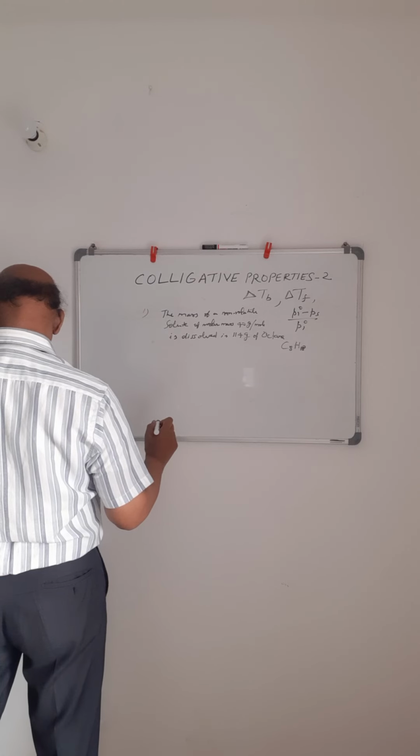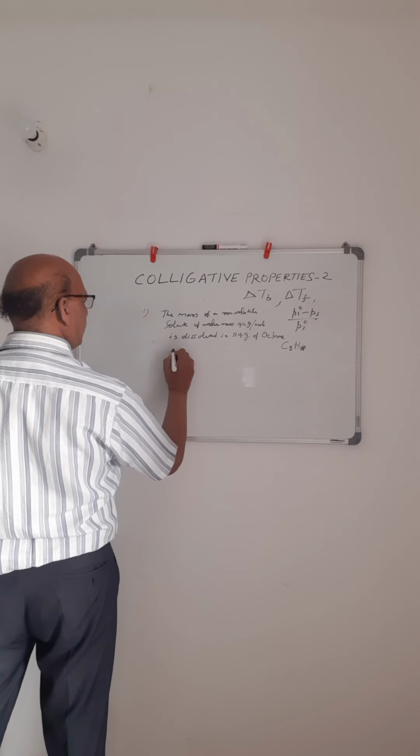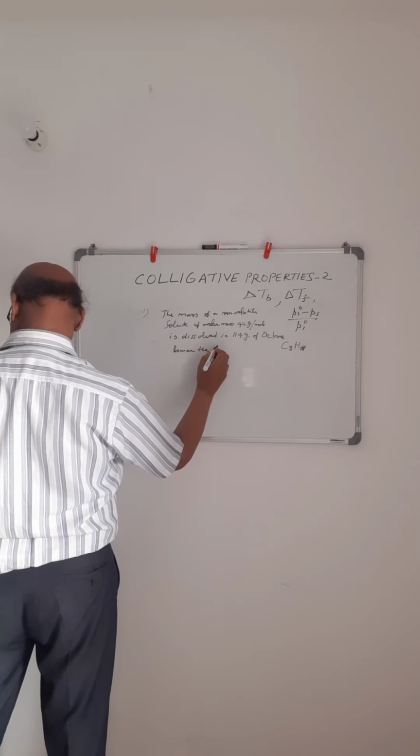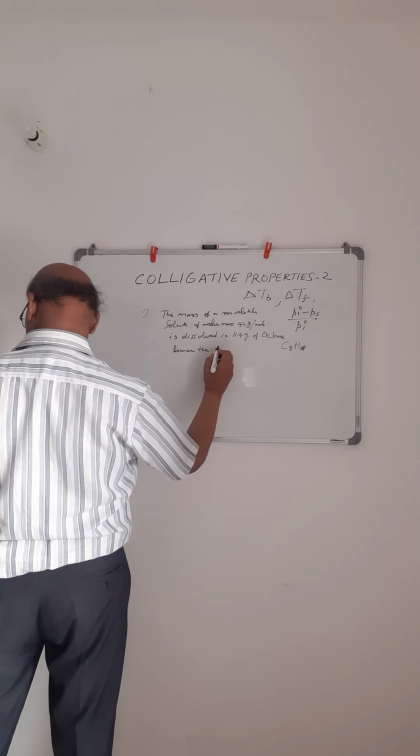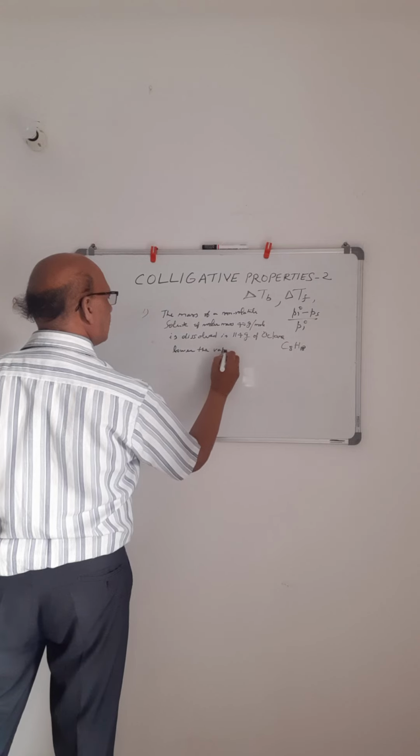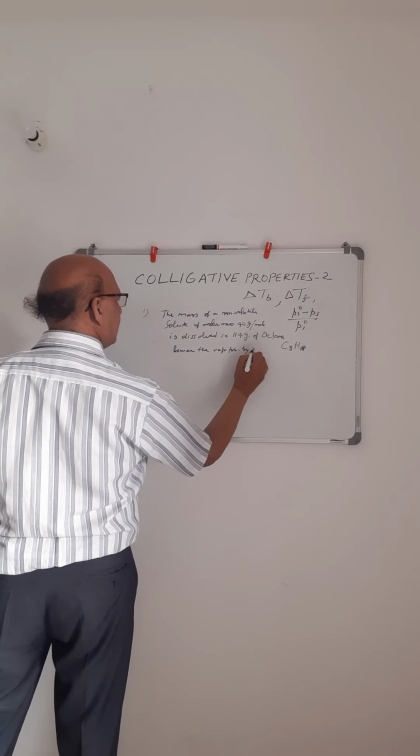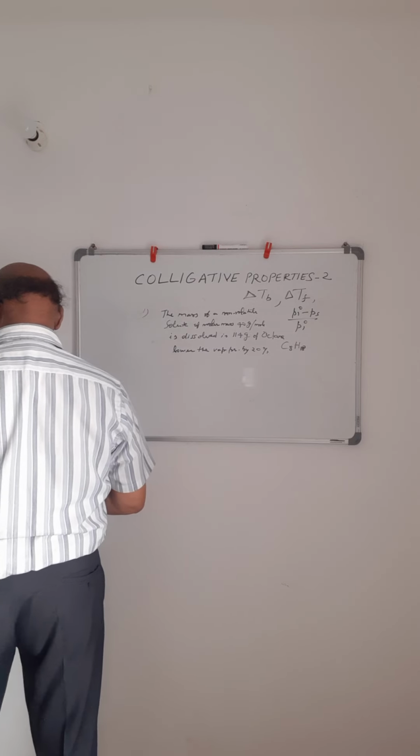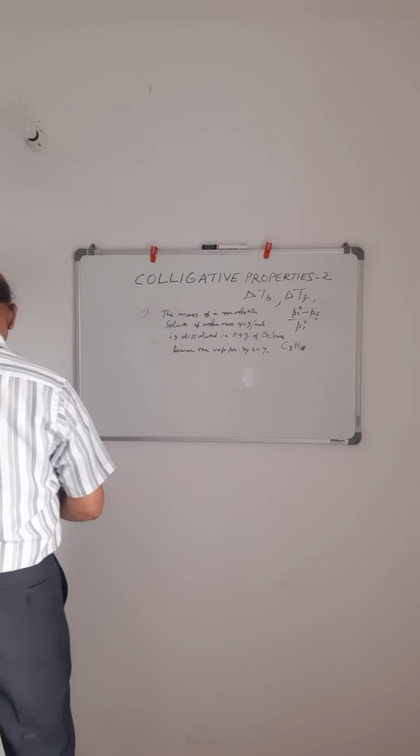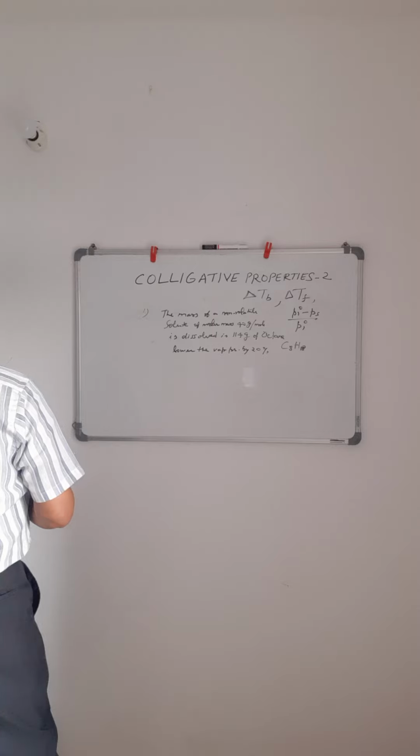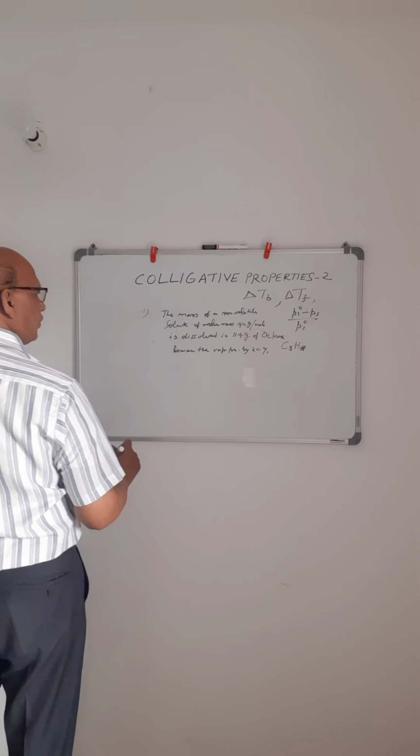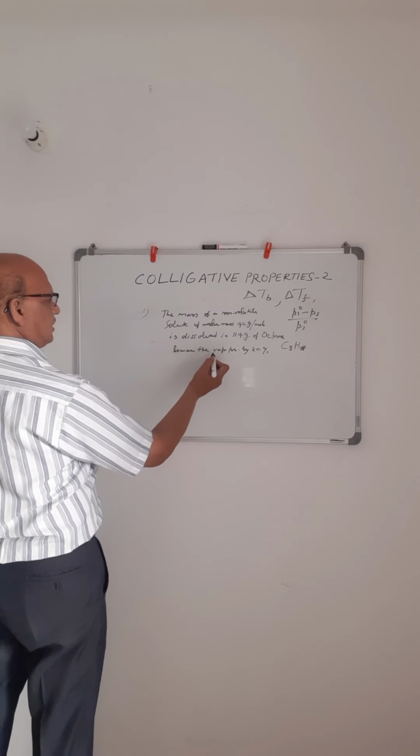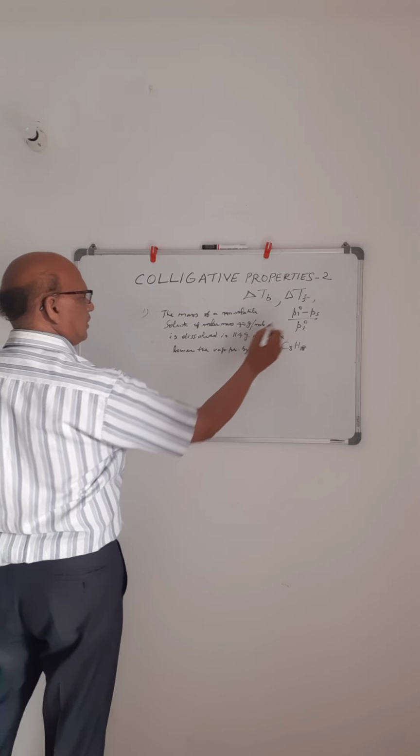So it is dissolved in 114 gram of octane, such that it lowers the vapor pressure of octane by 20%. It is given that this lowers the vapor pressure of octane by 20%, and what we have to calculate is the mass of the non-volatile solute. So how will we do it? This formula will be the same, that is the relative lowering of vapor pressure.